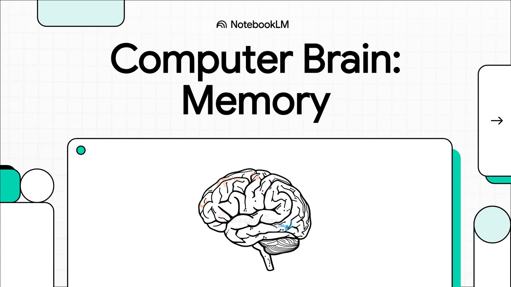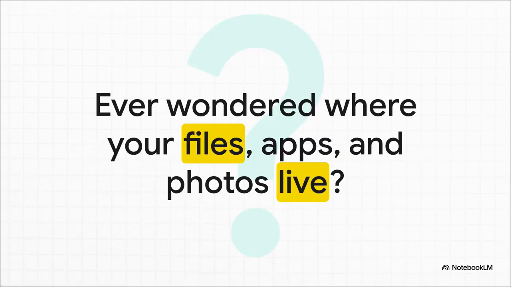Welcome to the Explainer. Today, we're going to pull back the curtain and take a look inside the machine. We're actually going to build a computer's brain right from the ground up by demystifying one of its most critical parts, memory. So let's just start with this question for a second. When you save a document, or download an app, or snap a photo, where does it actually go? It's not magic, right? It's all about understanding these digital spaces inside our machines, and that is exactly what we are going to unpack today.